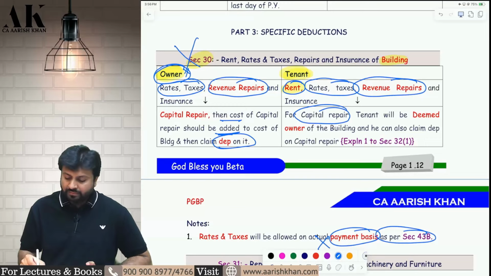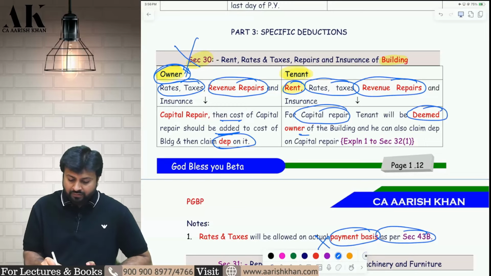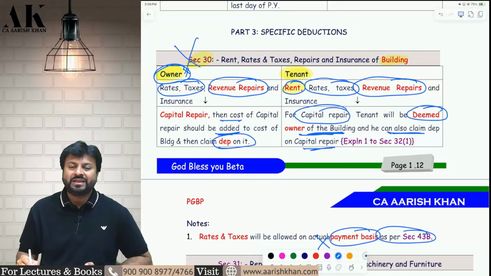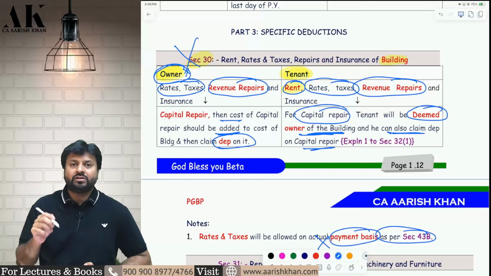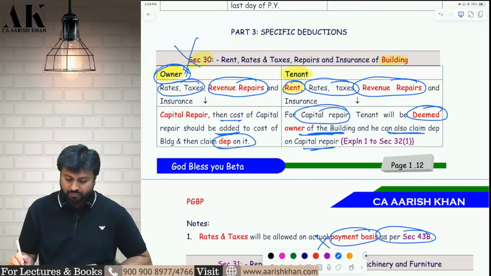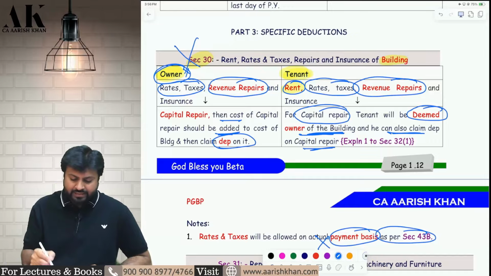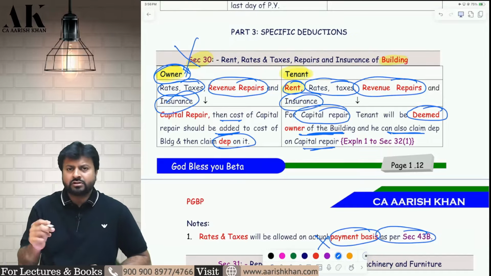So in that case, the government says that it will be the deemed building of the tenant and he can also claim depreciation on the capital repair. Okay. So if a tenant does a capital repair on the building of the landlord, the tenant can also claim depreciation on that particular amount. I hope it is clear to all of you. And then insurance, if you pay insurance premium, that is also allowed as a deduction.